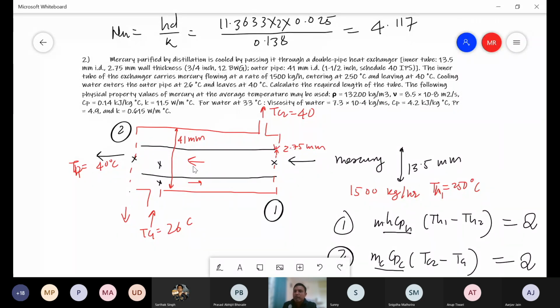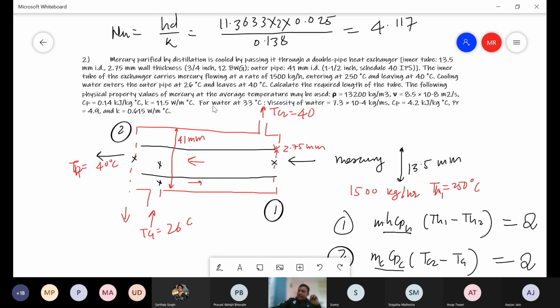Depending on that, first we have to calculate what will be the heat transfer area required, and based on the heat transfer area, then we can find out what will be the length of the tube required, because the heat transfer area will be what? This surrounding area around this inner pipe, isn't it? That is nothing but the heat transfer area. Correct. So if we know the heat transfer area, then we can calculate the length of the pipe. Okay.